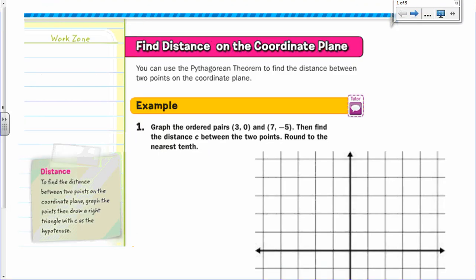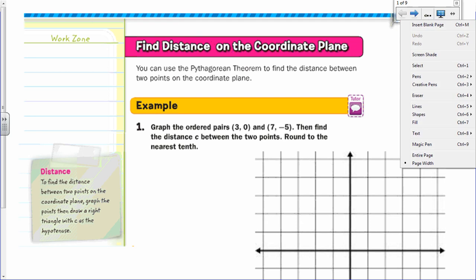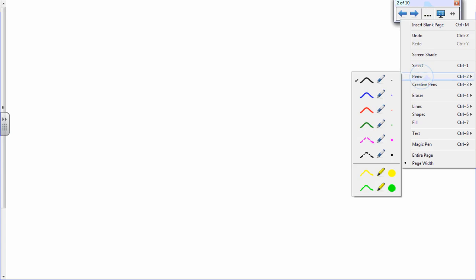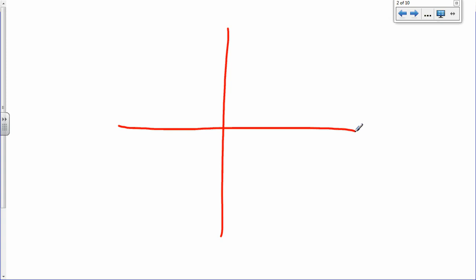Alright, so now we're going to start looking at using that Pythagorean theorem in a coordinate plane. And we've been looking at coordinate planes for a long time in school. So if you remember, let's take a step back and think about a coordinate plane. A coordinate plane is just, you've got your axis, you've got ordered pairs. So here is my y-axis, here's my x-axis.